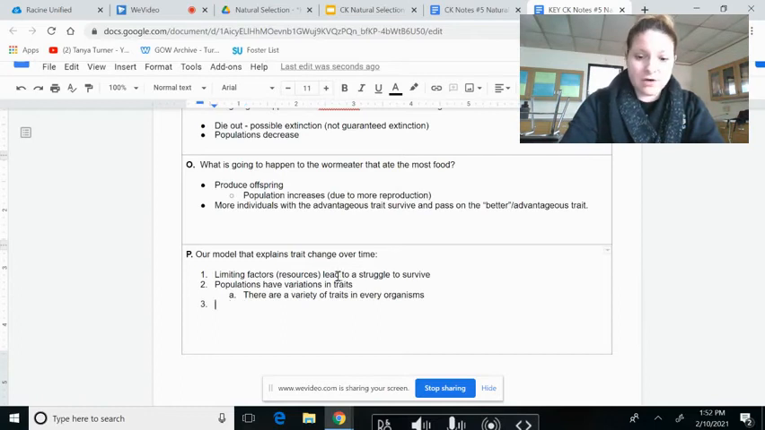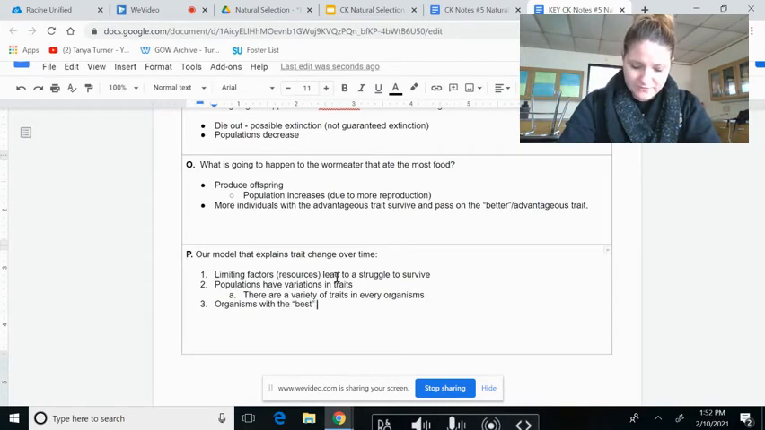Number 3 is that organisms with the best traits for the environment will survive and reproduce. You guys might have known this as survival of the fittest, so I'll add that in the notes.